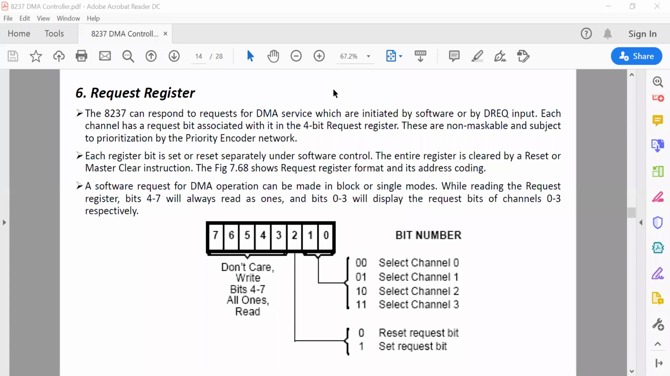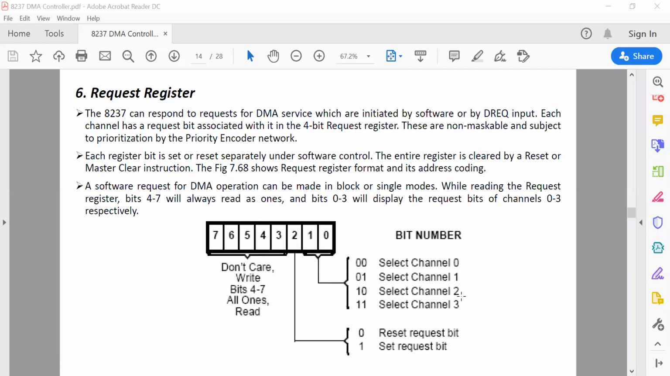Now these are non-maskable, and subject to prioritization by the priority resolving network of 8237. Each bit is set or reset under program control, or is cleared upon generation of a terminal count. What does terminal count mean? When the count value reaches the final value, that is called the terminal count. Or if any end of process signal is generated. This register is cleared by a reset signal, and the bit definitions are in this way.